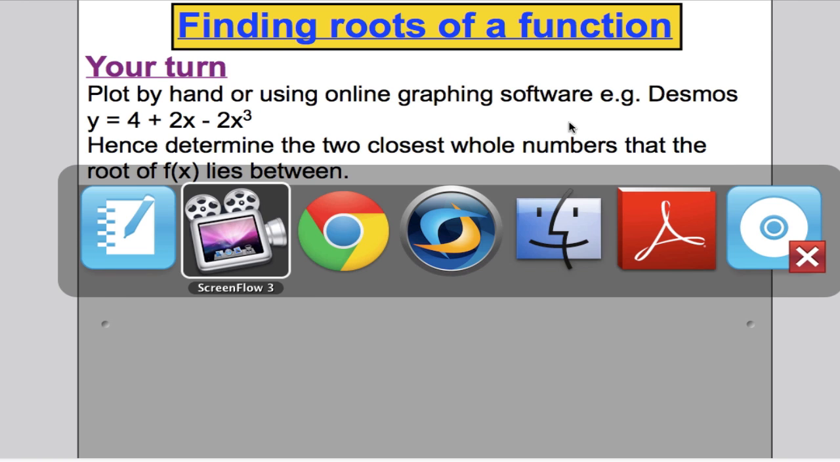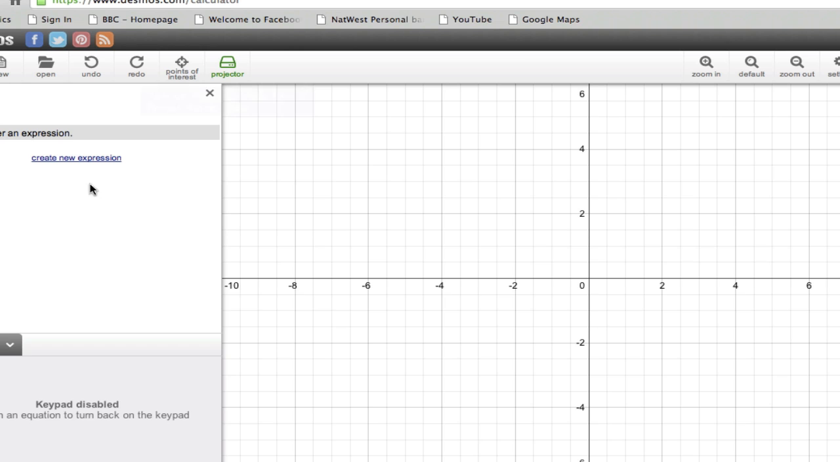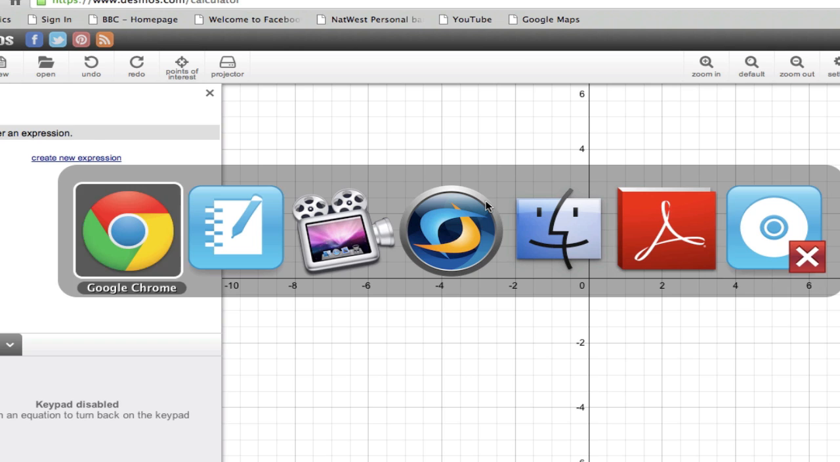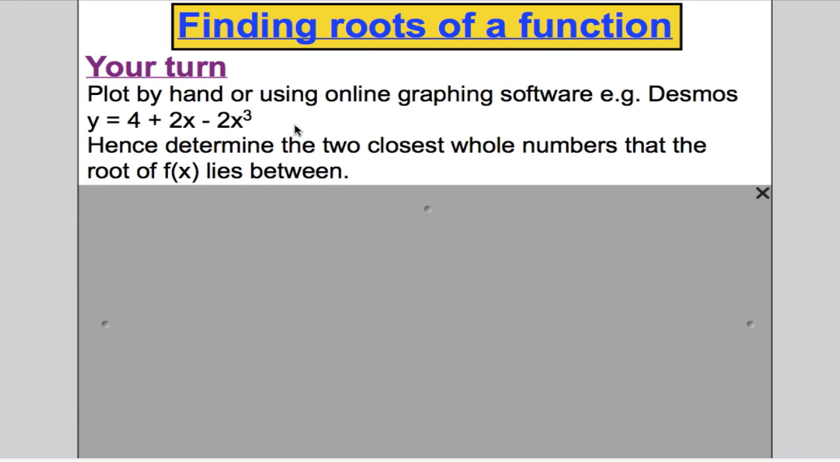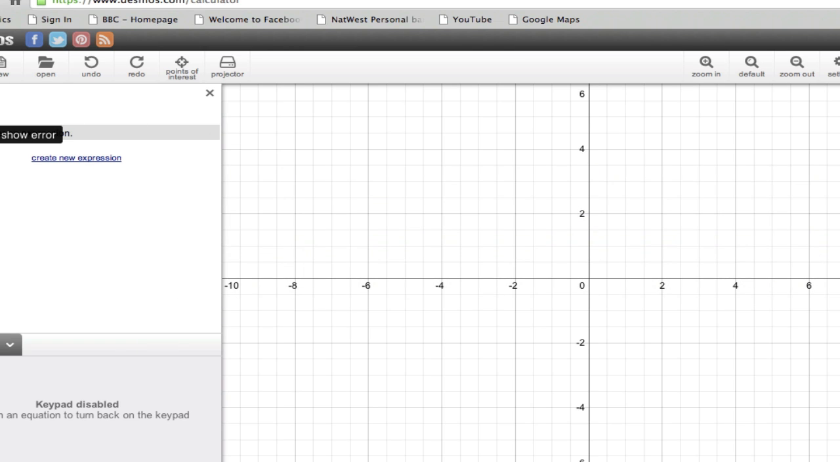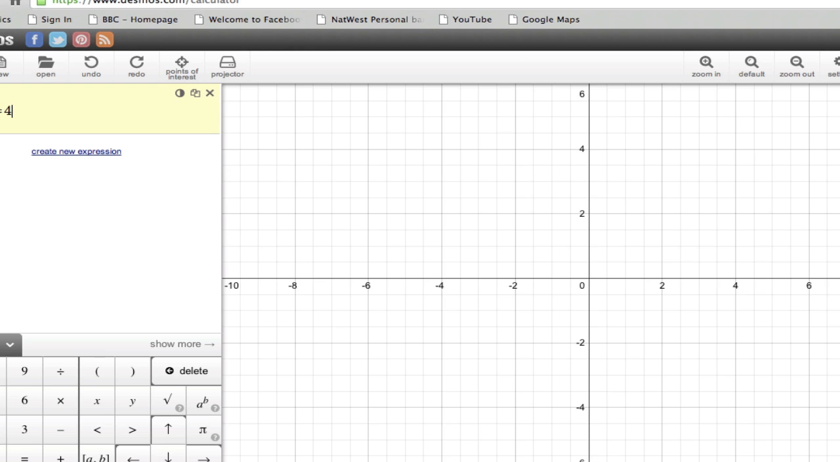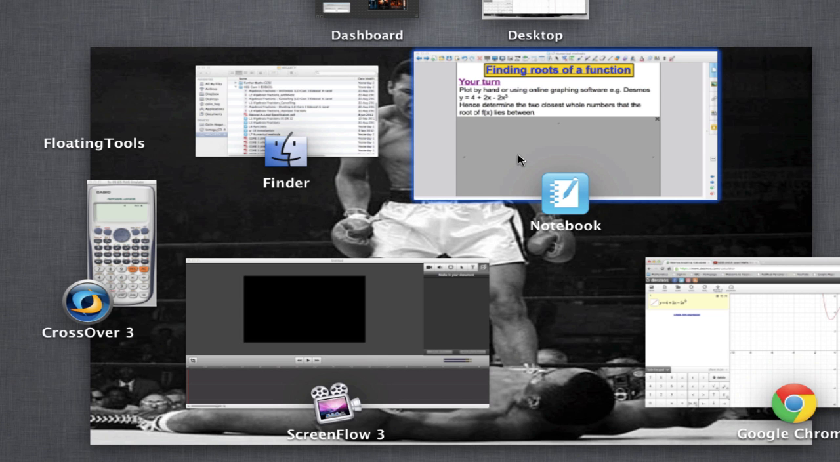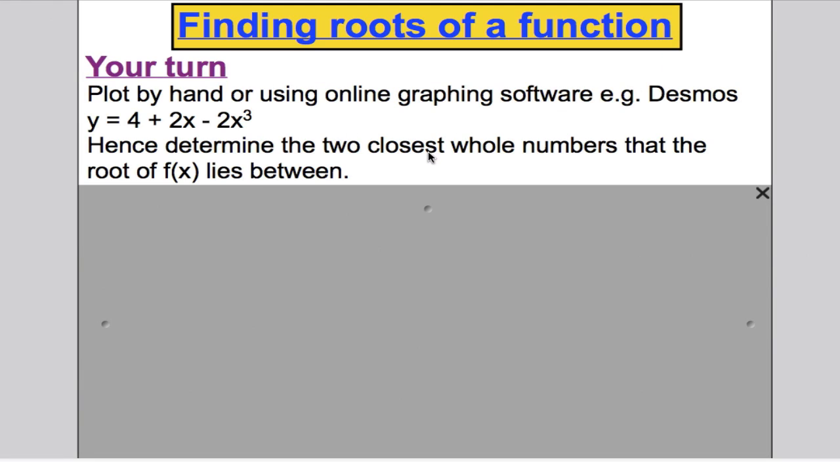I'll just show you this. If you went online and typed in Desmos into Google, this would be the software you'd have access to, and say you wanted to plot 4 plus 2x minus 2x cubed, then you could just in here type y equals 4 plus 2x minus 2x to the power of 3, and you could plot that. Okay, so let's go back to this here. You take a second, either go online or plot the following function and tell me the two closest whole numbers that the root of f of x lies between.